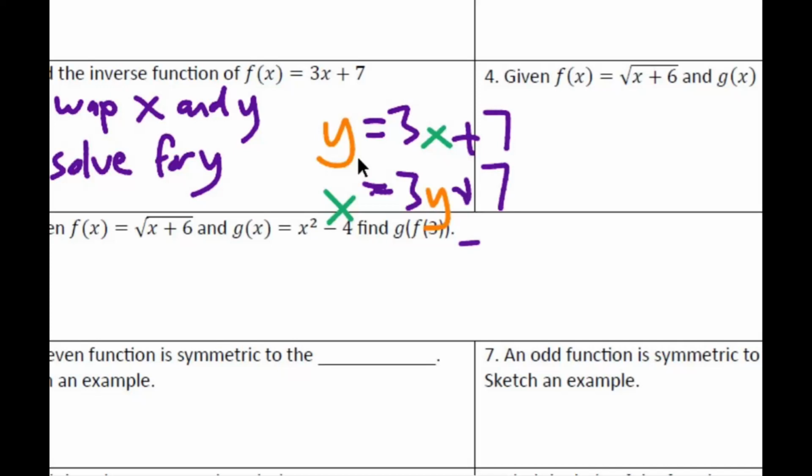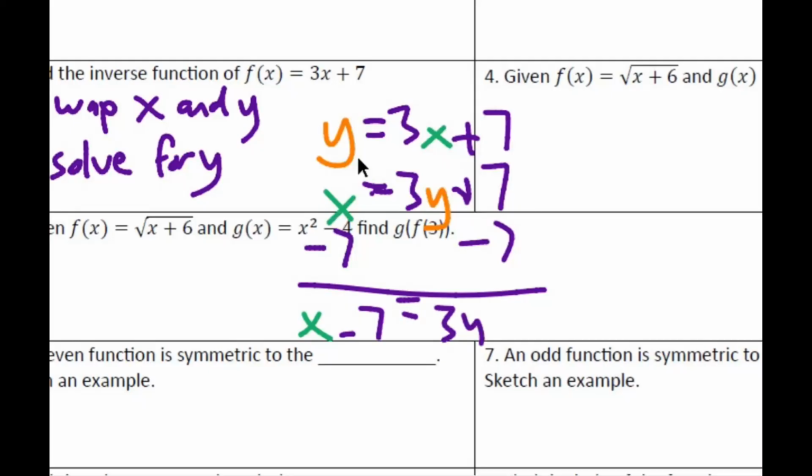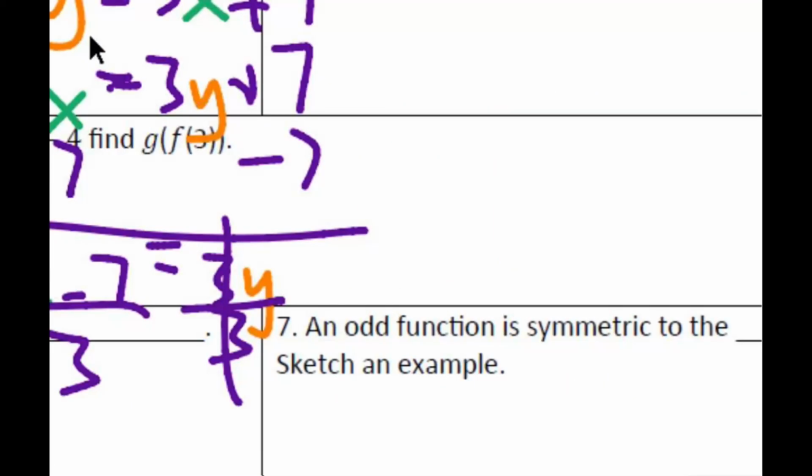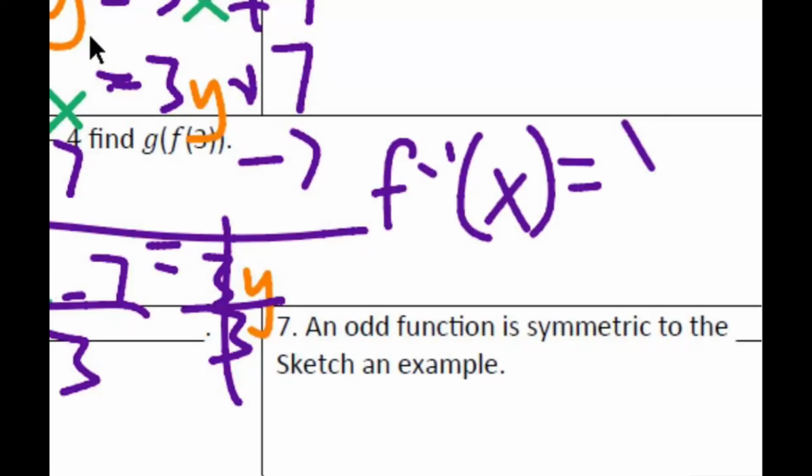So swapping x and y means I would write x equals 3y plus 7. Solving for y, I'm going to subtract 7 from both sides. And then I'm going to bring everything down. I have x minus 7 equals 3y. And then I'm going to divide both sides by 3. Those cancel, and I'm left with the inverse function equals x minus 7 over 3.